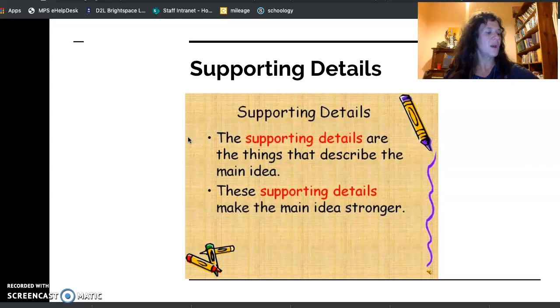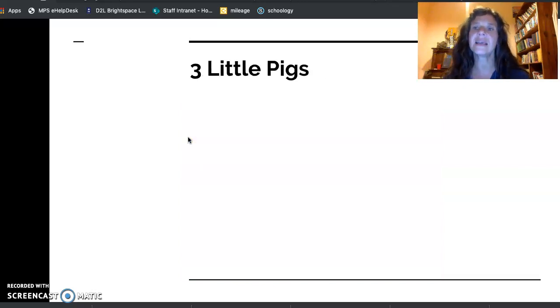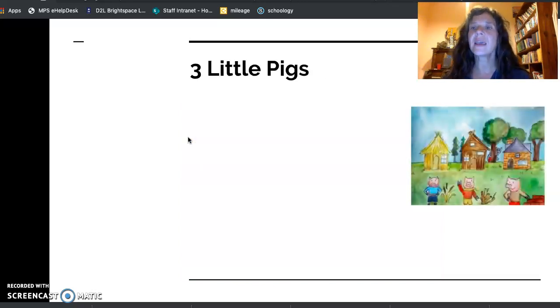So what about a story like The Three Little Pigs, right? This is one that we have all heard. If we start thinking about The Three Little Pigs, and here's an image to maybe jog your memory a little bit, can we list some details on the board? Just shout them out as you think of them. What are some details about this story, The Three Little Pigs?